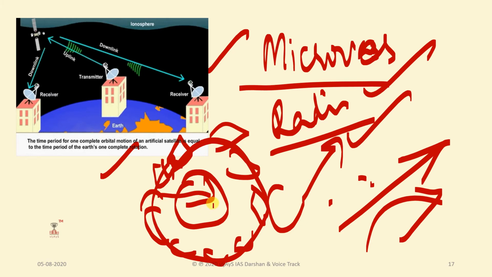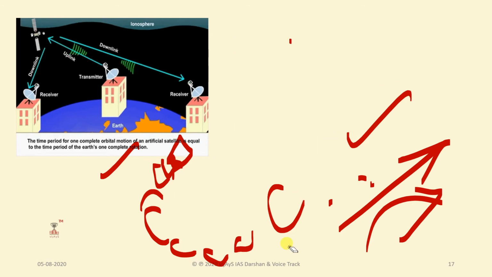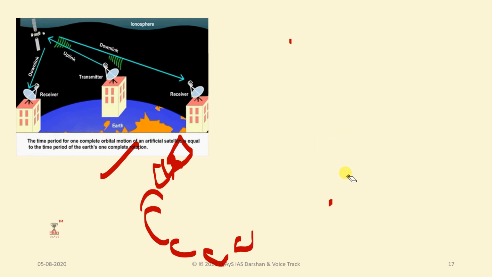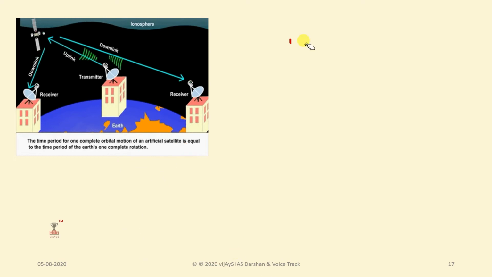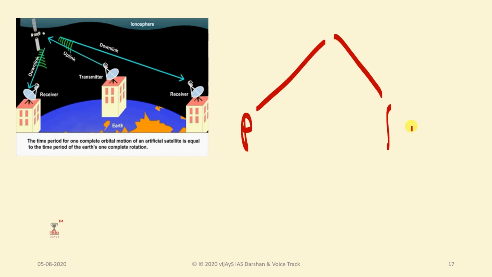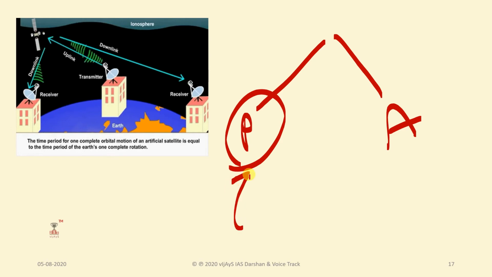There are two types of communication satellites here. Two types of communication satellites are there. First one is passive, next one is active. Passive satellites will bounce the signals from the earth and back to a location on the earth, whereas active ones will carry electronic devices like transponders.